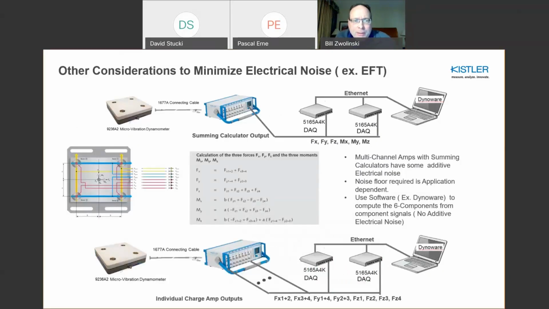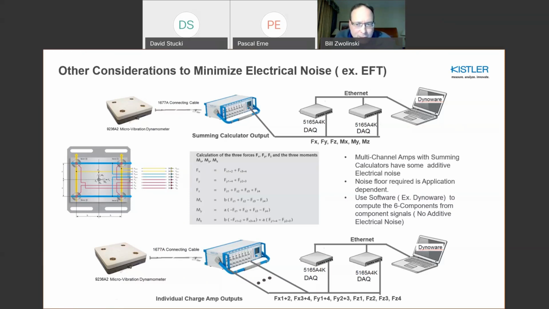One other consideration I wanted to mention is the way you construct forces and moments. We talked last time about a summing calculator in a charge amp, and this is quite powerful. In micro vibration applications, there is an added noise because this summing calculator is actually an analog circuit with gain and so forth, so you're going to get some additive noise there. The lowest noise scenario would be to take the 8 channel output of the amplifier, put them right into your data acquisition system directly, and use software to calculate the forces and moments.